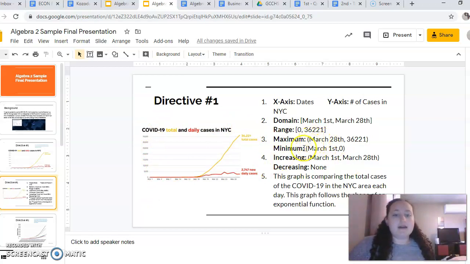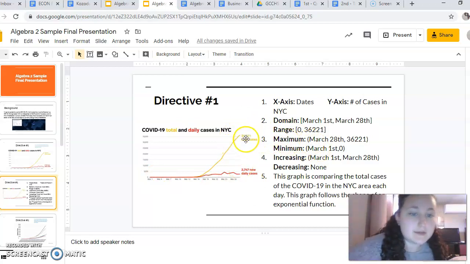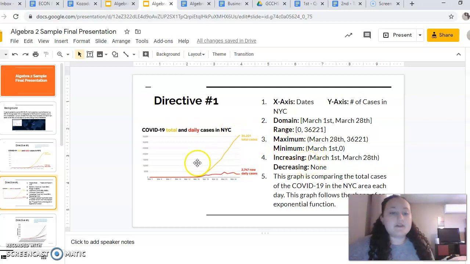Then you want to look at max and min. Remember, max is your highest point. My highest point is March 28th, 36,221. Make sure you write it as a coordinate. My lowest value is March 1st, and it's 0. Okay, your x and your y. If it's hard to tell, you can always estimate it. Okay, sometimes these graphs are hard to tell. Just make an estimate.